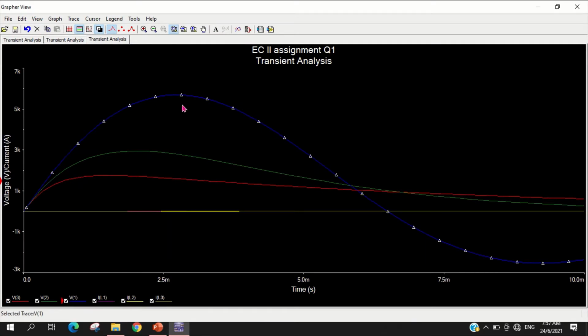So for this blue one, it indicates V1, that is the voltage across the underdamped circuit. The green one is V2, that is the voltage across the critically damped circuit. The red one is V3, that is for the overdamped circuit. So for the IL1, IL2 and IL3, they are overlapped over here, and we can see it's just a straight line across the horizontal axis.